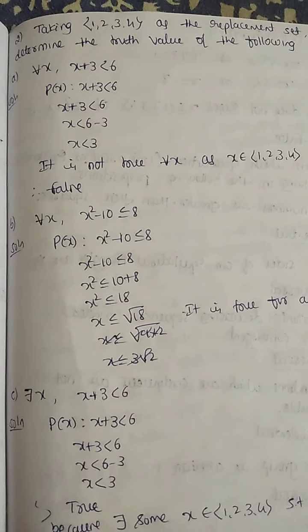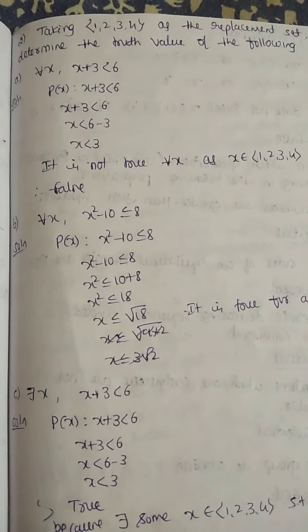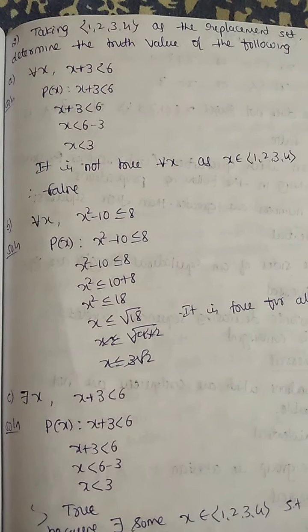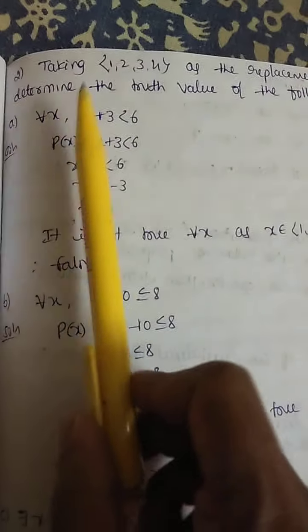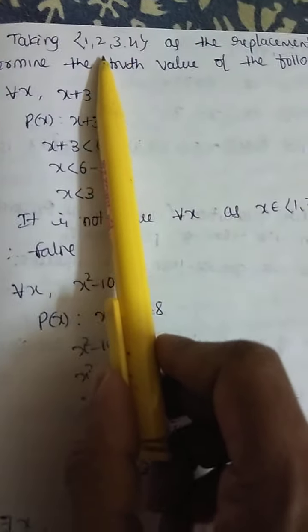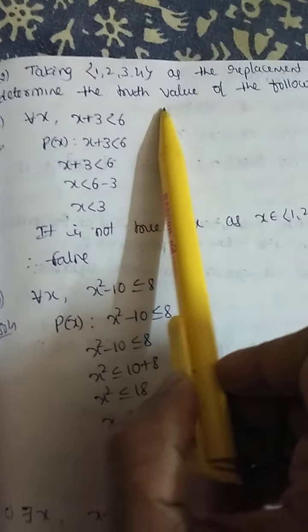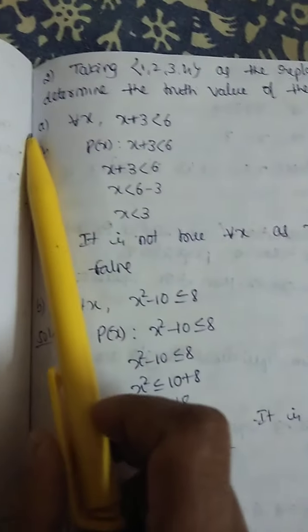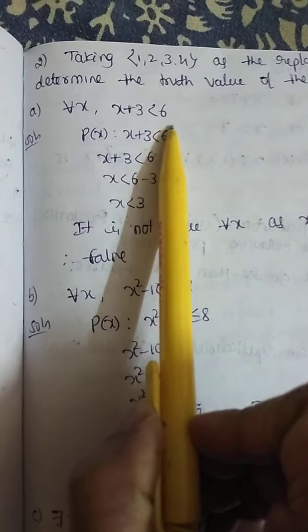Hi students. In the last class we discussed truth values of quantified statements. Let me see some examples on the truth values. Example: taking the set {1, 2, 3, 4} as the replacement set, determine the truth value of the following. First example: for every x, x plus 3 is less than 6.